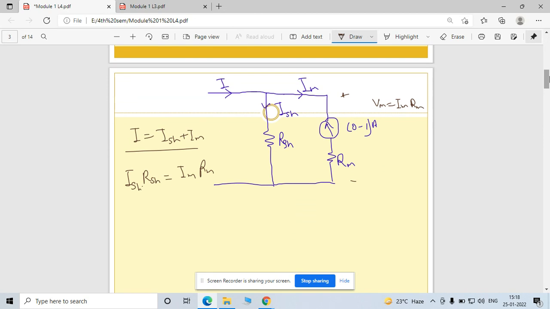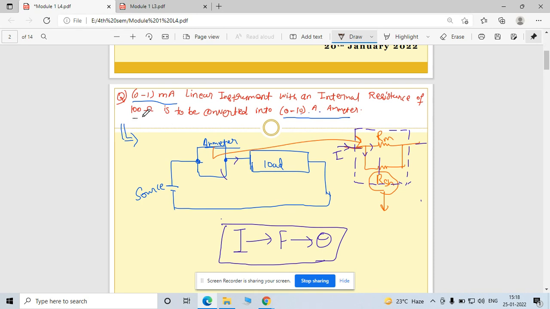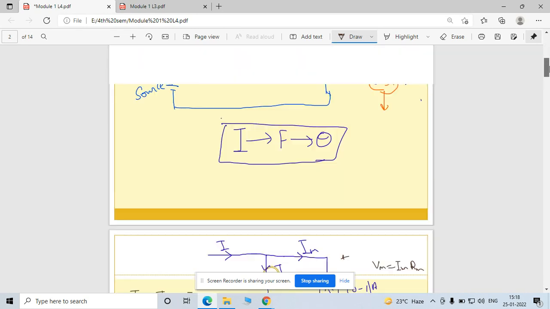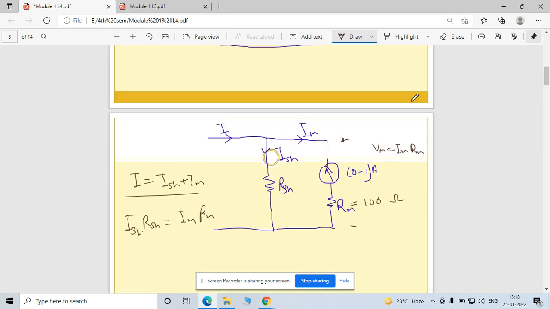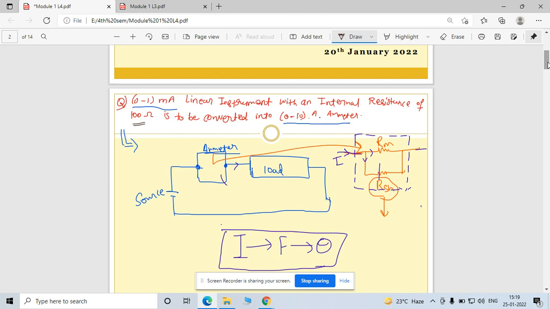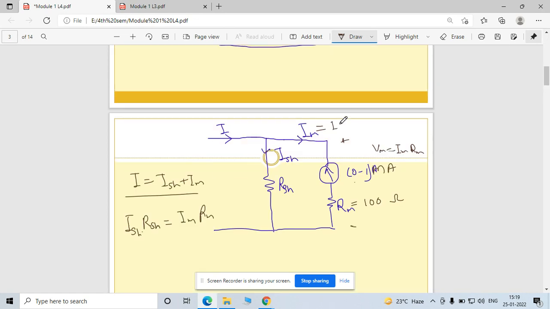Now see here. What is the value of this Rm? According to your question, Rm is given to you as 100 ohm. So this is nothing but your 100 ohm. Now, the maximum value of this Im is 1 milliampere. According to your question, this is in milliampere, right? So Im value is 1 milliampere.